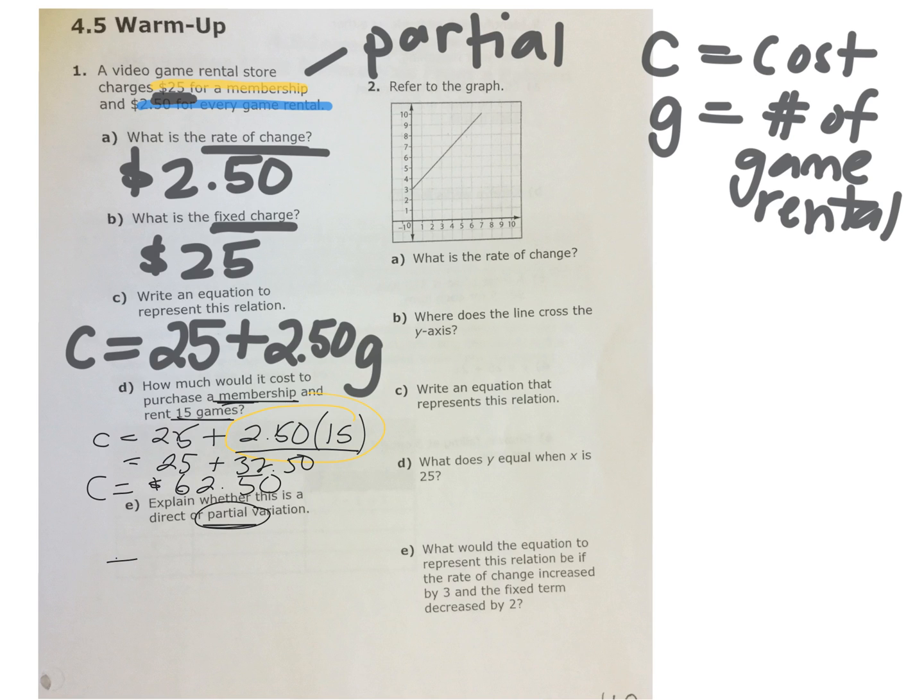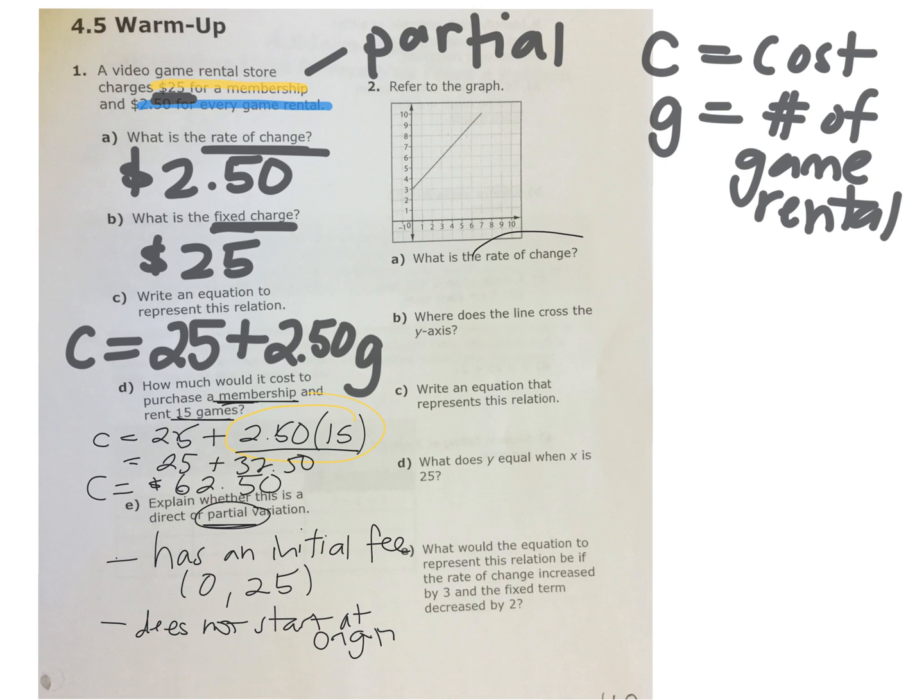Would this graph start at 0, 0? If you don't rent any games, do you pay nothing? No. What do you have to pay? $25 for the membership. So it's partial because it has an initial fee. There's an initial amount of $25. This does not start at the origin. It starts at 0, 25. So it does not start at the origin.